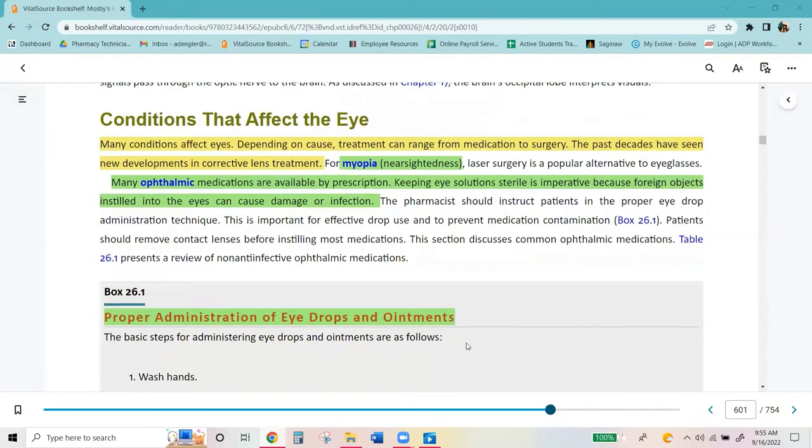Many conditions affect eyes. Depending on cause, treatment can range from medication to surgery. The past decades have seen many developments in corrective lens treatment. For myopia, nearsightedness, laser surgery is a popular alternative to eyeglasses. Many ophthalmic medications are available by prescription, and keeping eye solutions sterile is imperative because foreign objects instilled in the eyes can cause damage or infections.